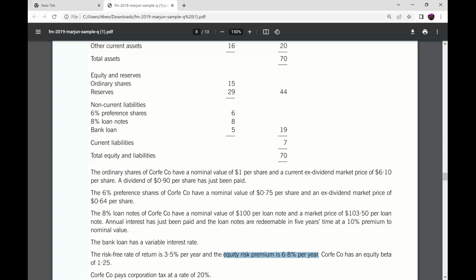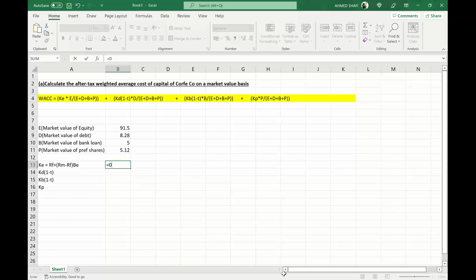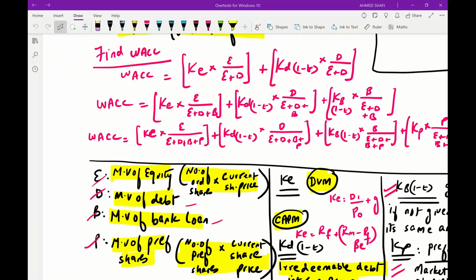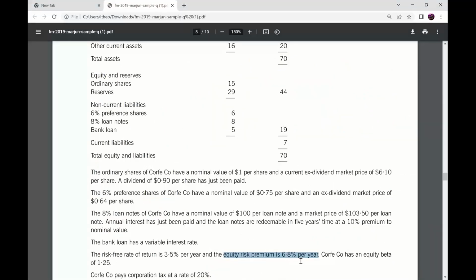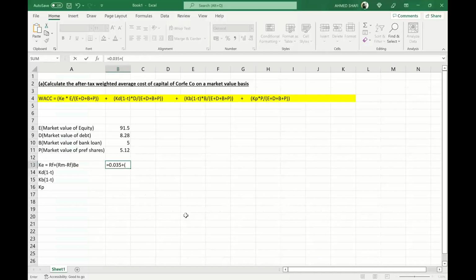Okay, so let's just put them in the formula. The risk-free rate is 3.5%. I'm directly doing in decimal, 0.035, plus RM minus RF. Had you been given the market rate, I would have taken that, but as you can see, market rate is not given. Risk premium is given 6.8%, that means whole bracket is given, 0.068. Multiply by beta equity, which is 1.25. I have recorded RF, RM minus RF, the premium bracket, and beta equity. Okay, you can note them. I will just press enter and I get KE 12%.